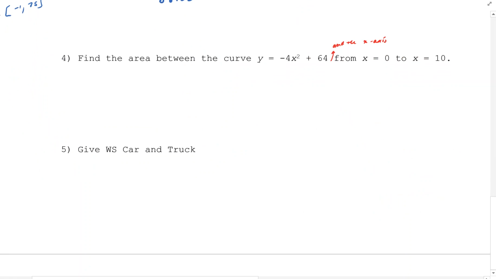Okay, so we need to fix the notes on this one a little bit. For number 4, find the area between the curve y equals -4x squared plus 64 and the x-axis, from x equals 0 to x equals 10. So first we want to write the integral. So the integral of -4x squared plus 64 dx from 0 to 10.